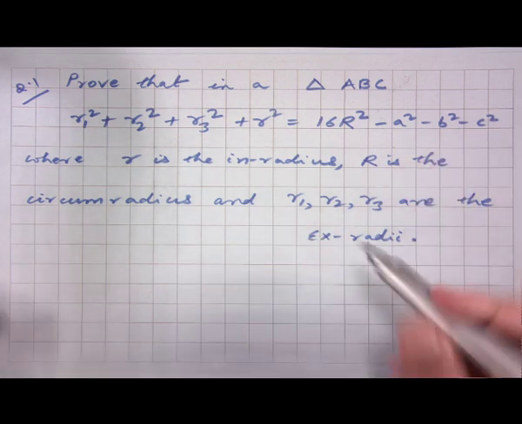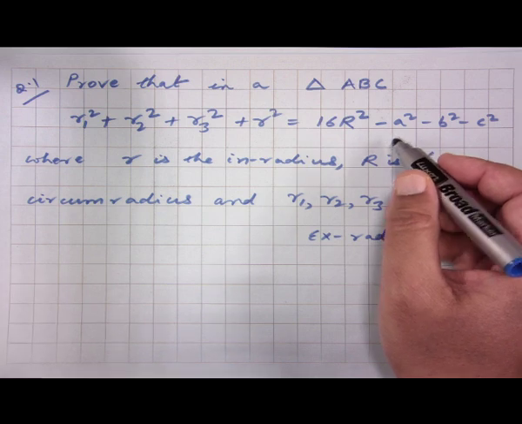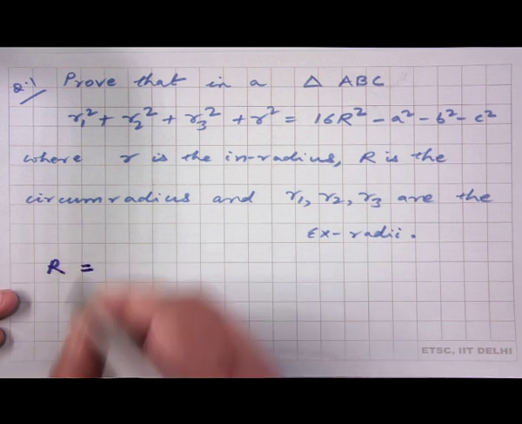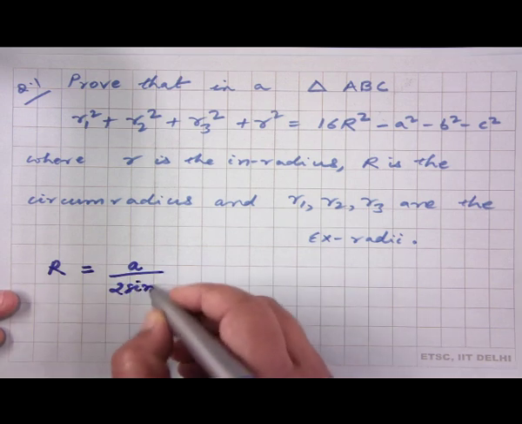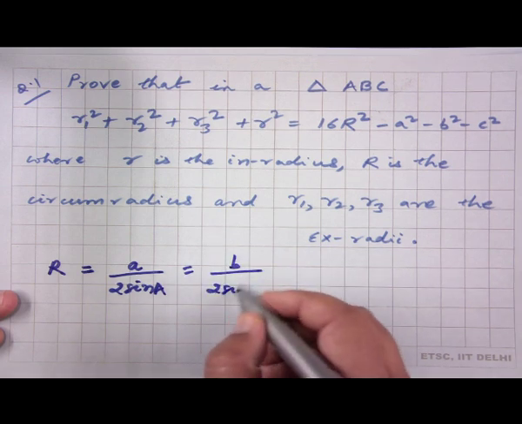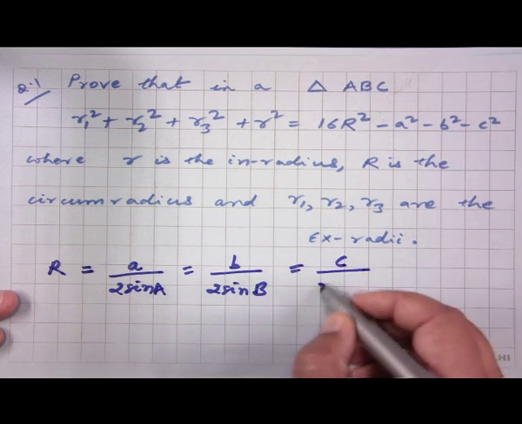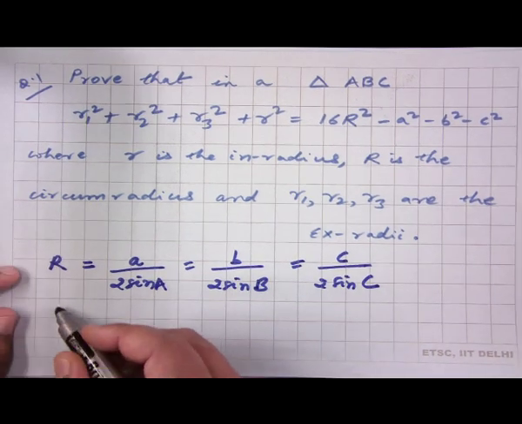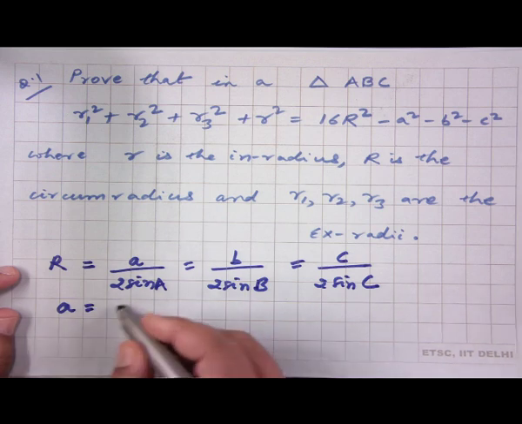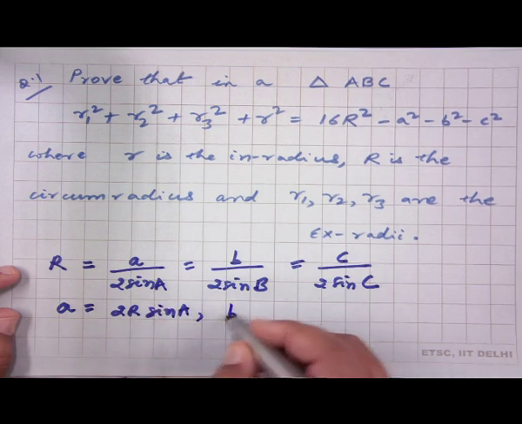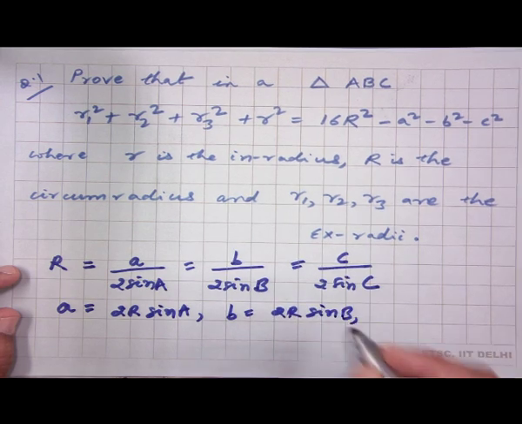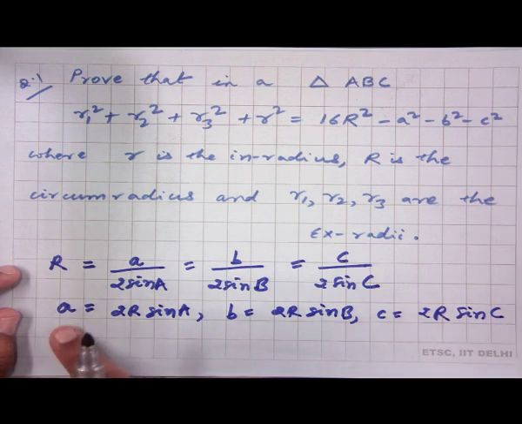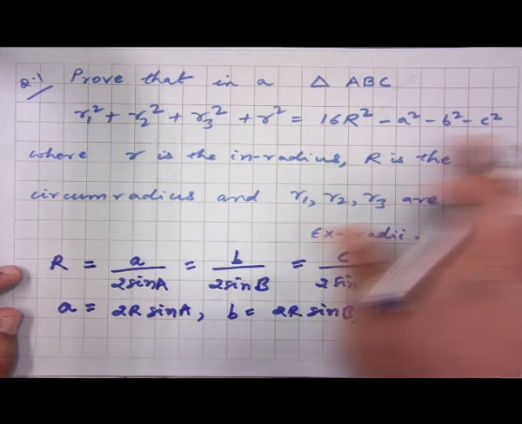This reminds us of one identity that we know, which is that the circumradius R is equal to a upon 2 sine A is equal to b upon 2 sine B is equal to c upon 2 sine C. So, from here what we get is that a is equal to 2R sine A, b is equal to 2R sine B, and c is equal to 2R sine C.